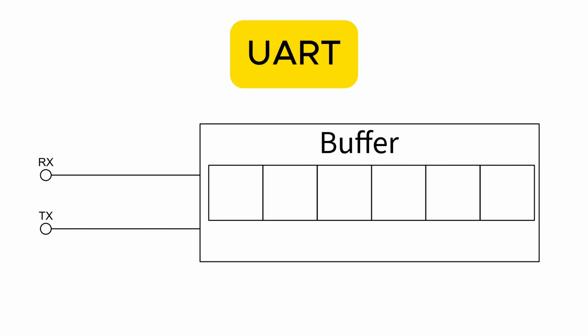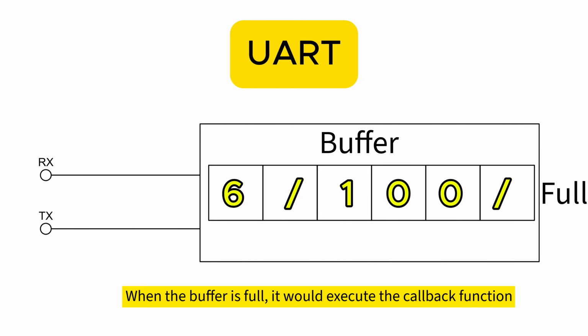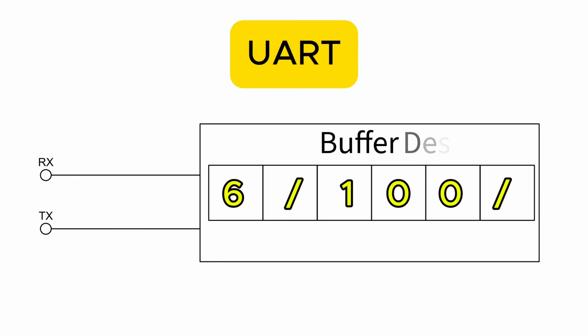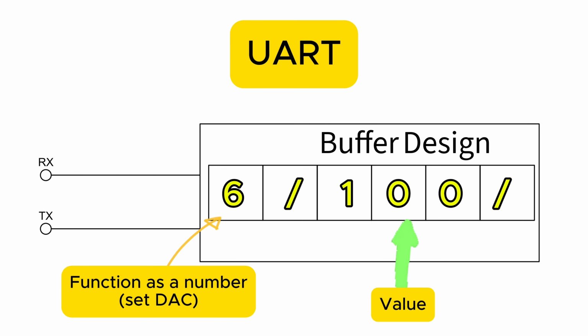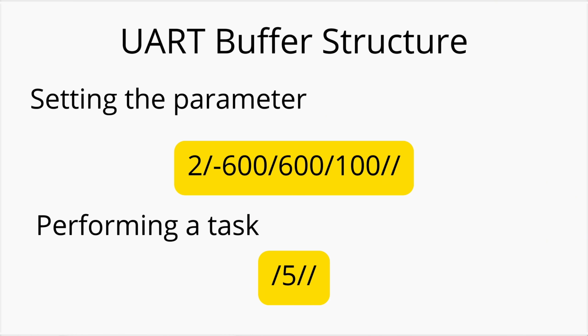We use UART-driven interrupt to perform communication. When a character arrives, it would be stored in a buffer, which then would execute a callback function when the buffer is full. To make the device parse our command easily and simply, we design the buffer by assigning a number for a function and device parameters separated by delimiters. This is the structure of our buffer.